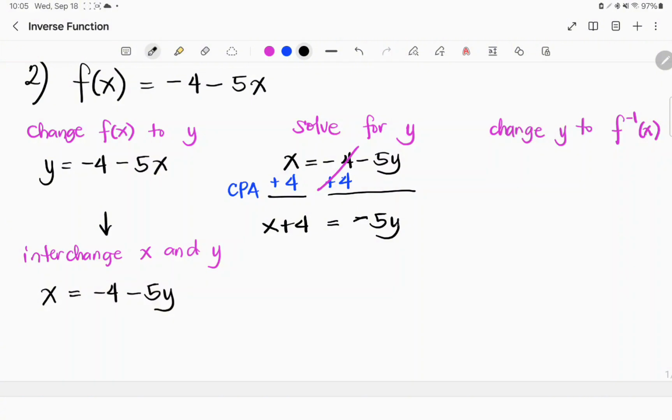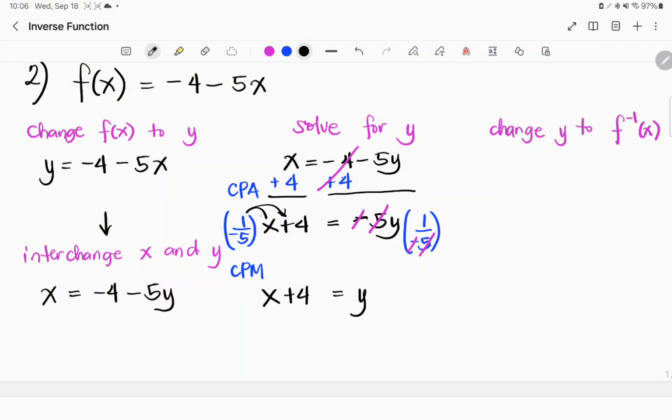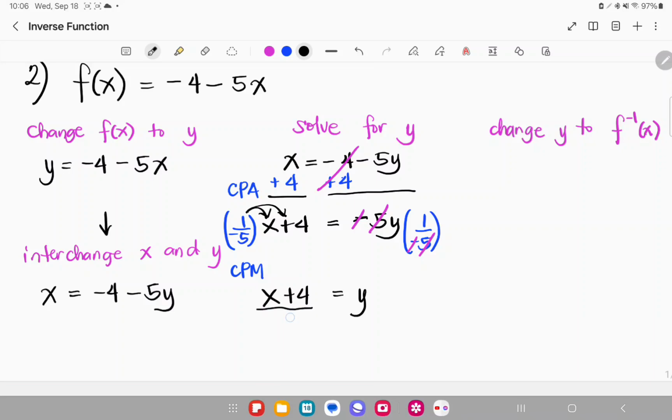To further solve this and isolate y, we have to use commutative property of multiplication. So we have to multiply both sides of the equation by the numeric coefficient of y, but in reciprocal form. So that is y over negative 5. This is also 1 over negative 5. So the right side will become y, while the left side will become x plus 4 as we multiply 1 to each term of x plus 4 over negative 5.